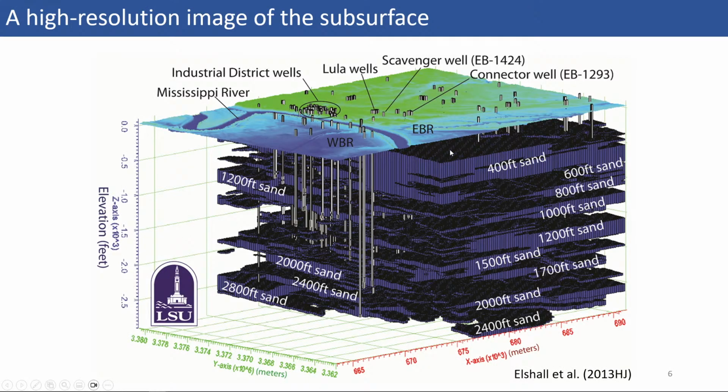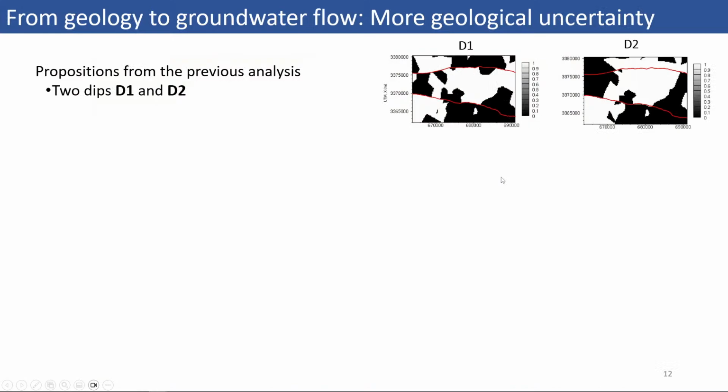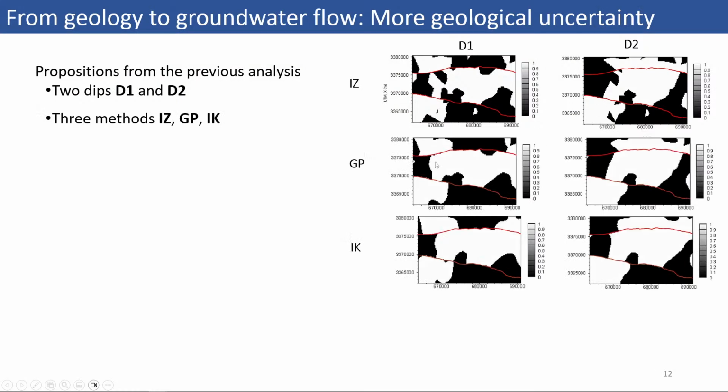So you have geophysical data. You see here, these borehole logs give you the hydrogeological and geophysical data, and then you use this data to create this image. But which method are you going to use to create this image? You can use something like indicator zonation, you can use something like generalized parameterization, and you could use something like indicator kriging.